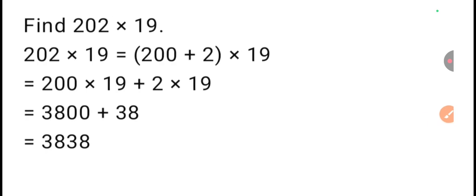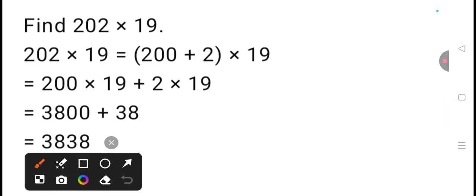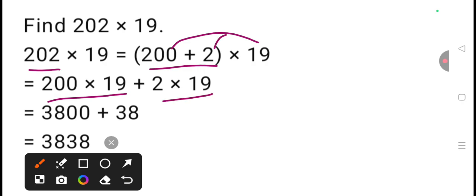Now again one more question of this type. It is 202 into 19. So 202 can be split as 200 plus 2, into 19, right? So this can be written as 200 into 19 plus 2 into 19. Again it is the same, but only the splitting is different here. We have to split with our own mind to the nearest hundreds here, right? Because we need not use anything given here. So 202 can be split as 200 plus 2, right?